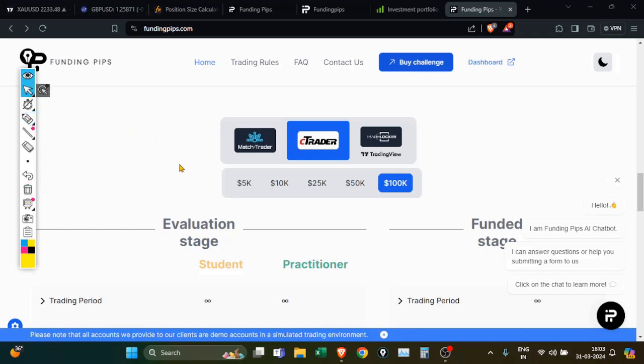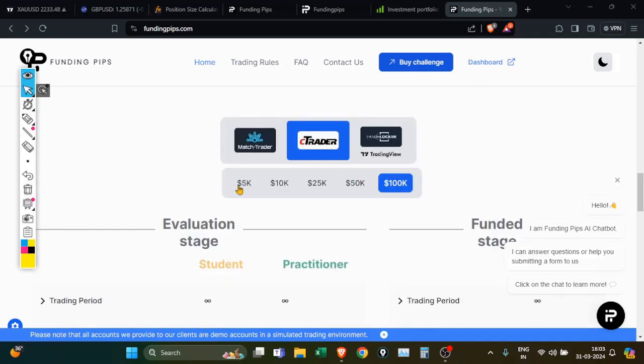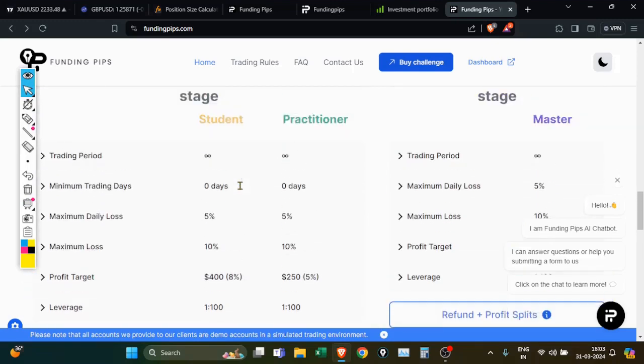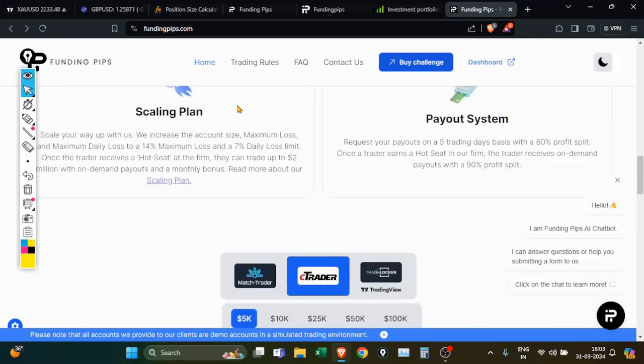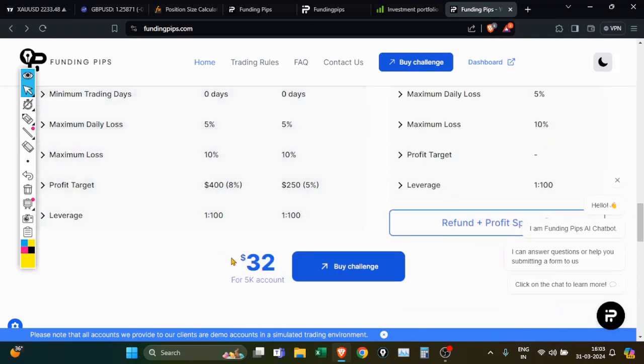Let me first show you the price of all the challenges. For a 5k account, it's $32, which means you have to pay $32, and then you can get the account. If you pass both stages, then you will get a live account of 5k. And also if you have managed to take out the fourth payout, the fees will be refunded to you. That means $32 will be refunded in your fourth payout.